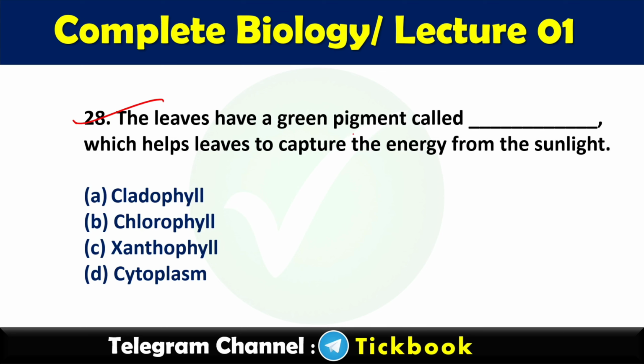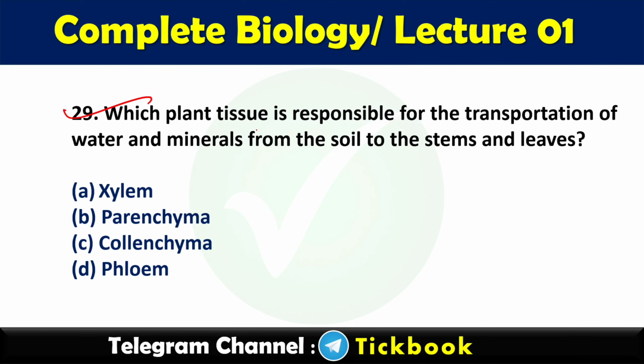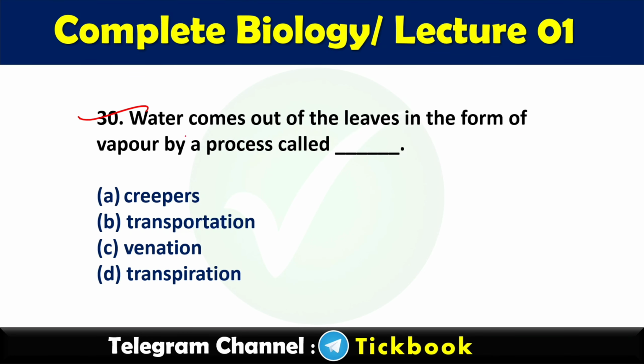28. The leaves have a green pigment called dash, which helps leaves to capture the energy from the sunlight. Number B, chlorophyll. 29. Which plant tissue is responsible for the transportation of water and minerals from the soil to the stems and leaves? Option number A, xylem. 30. Water comes out of the leaves in the form of vapor by a process called? Option number D, transpiration.